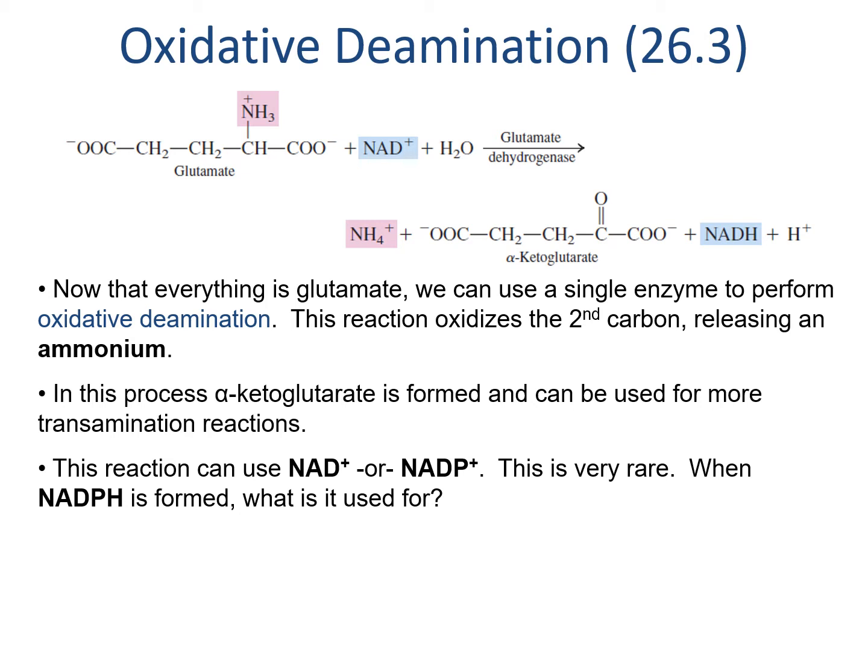We can either use NAD+ or NADP+ as our oxidizers. When we use NAD+ as our oxidizer, the NADH that is formed can power the electron transport chain. We can get some energy out of it. When NADP+ is used, the NADPH that is formed can power lipogenesis.